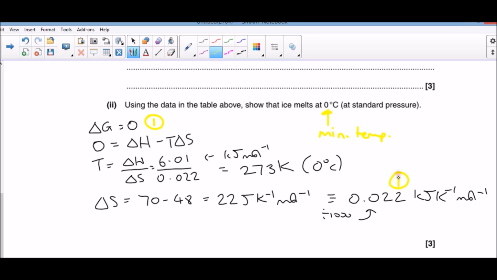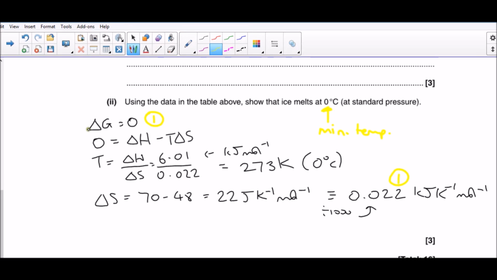So we get 1 mark for that calculation of delta S. We've said that we got 1 mark for stating that delta G equals 0. And we get 1 mark for showing this calculation. And that's the end of question 2.